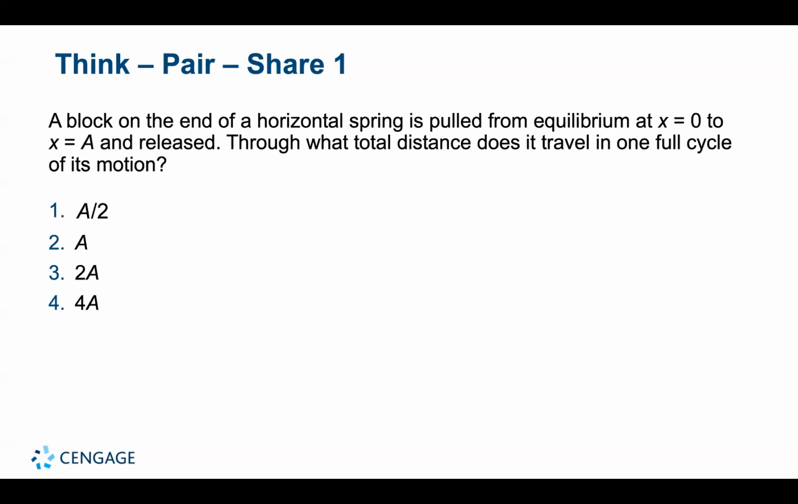So here's a question. A block at the end of a horizontal spring is pulled from equilibrium at x equals 0 to x equals a and released. Through what total distance does it travel in one full cycle of motion? And the answer is 4a. To complete a full cycle of oscillation, the object must travel a distance 2a to position x equals minus a, and then travel an additional distance 2a, returning to the original position at x equals plus a.